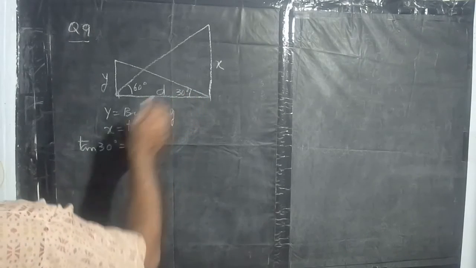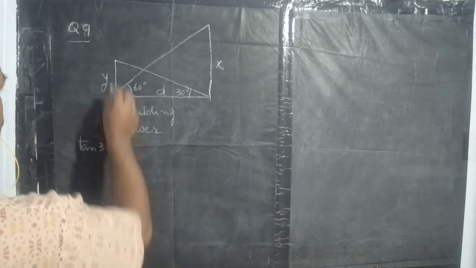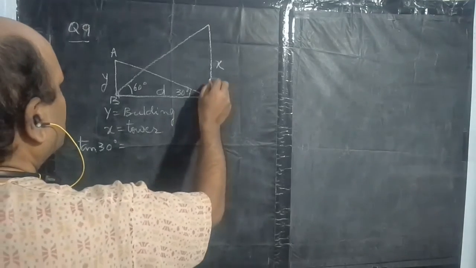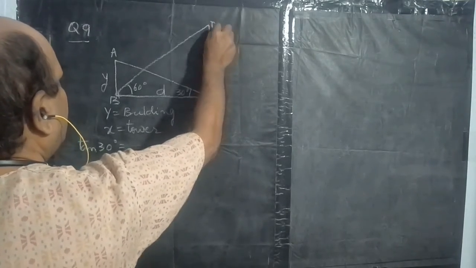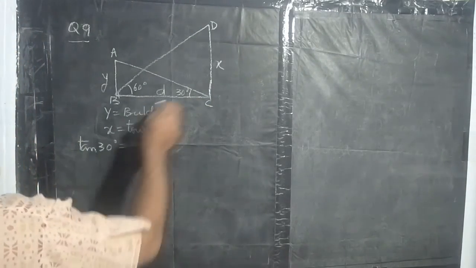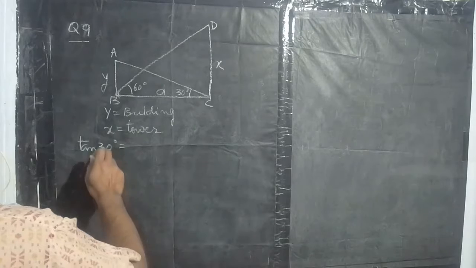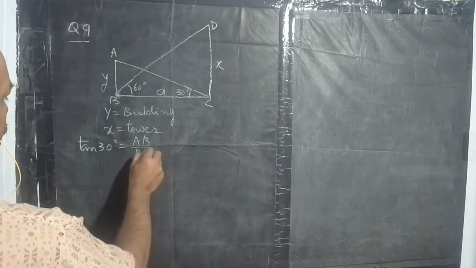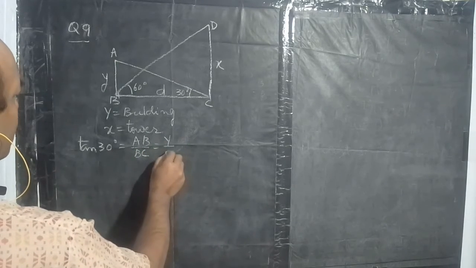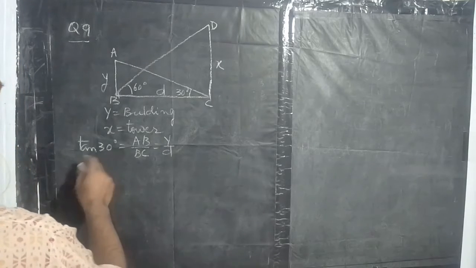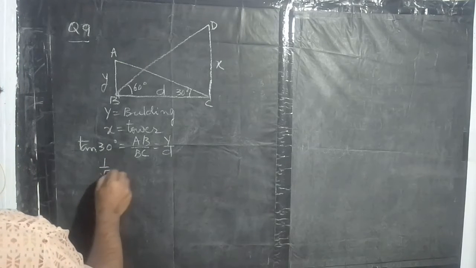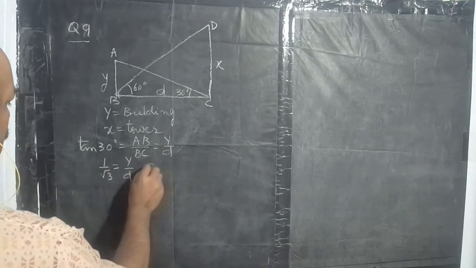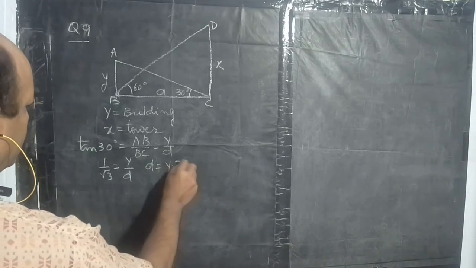The way of first is tan 30 degree, looking at this angle 30 degree. So building is suppose AB, distance is BC, and CD is the tower. In triangle ABC, tan 30 degree equal to AB upon BC. AB upon BC means y upon d. Tan 30 means 1 upon root 3, so 1 upon root 3 equals y upon d. So d is equal to y root 3.